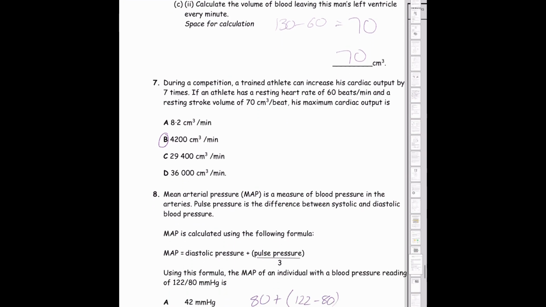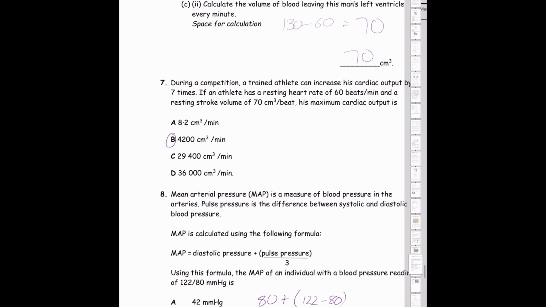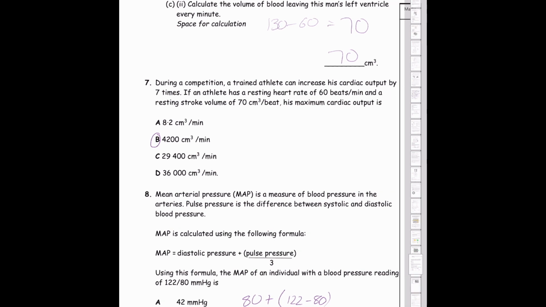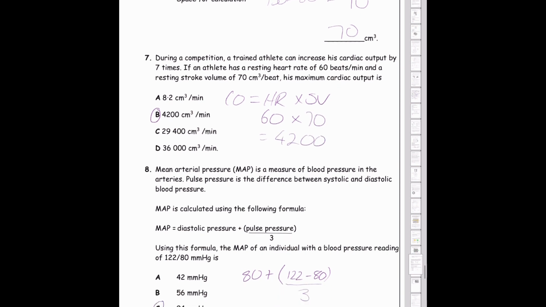Number 7. During a competition, a trained athlete can increase his cardiac output by 7 times. If an athlete has a resting heart rate of 60 beats per minute and a stroke volume of 70 cubic centimetres, his maximum cardiac output is, so again we remember, cardiac output is heart rate multiplied by stroke volume. So the heart rate is 60 and 70 cubic centimetre stroke volume, so that's 4,200. So we have B as the answer.